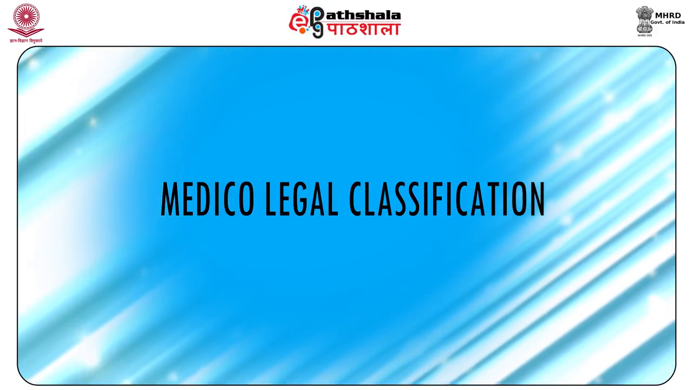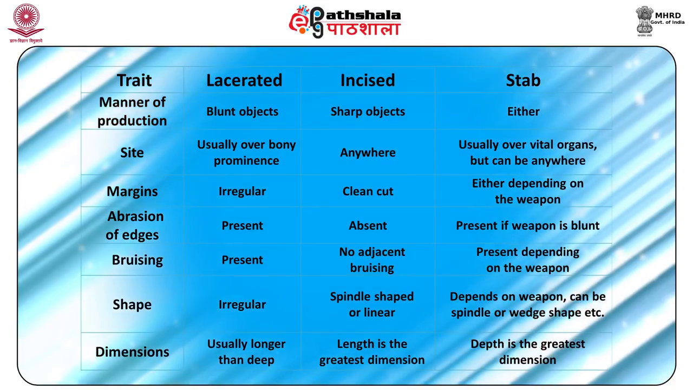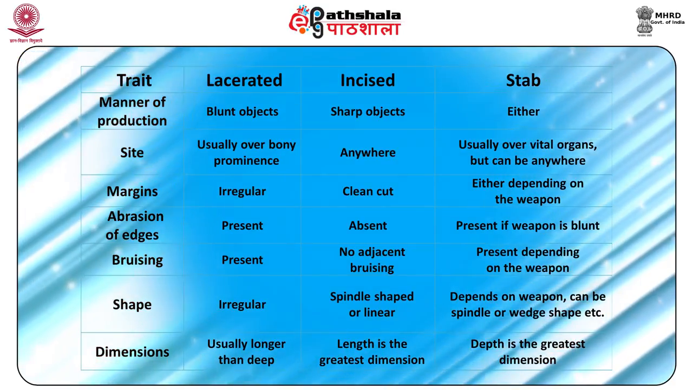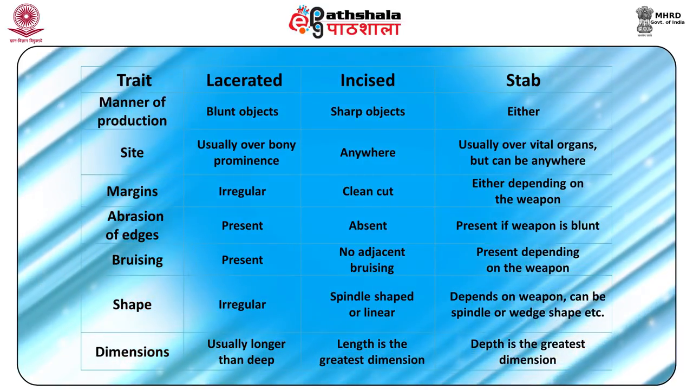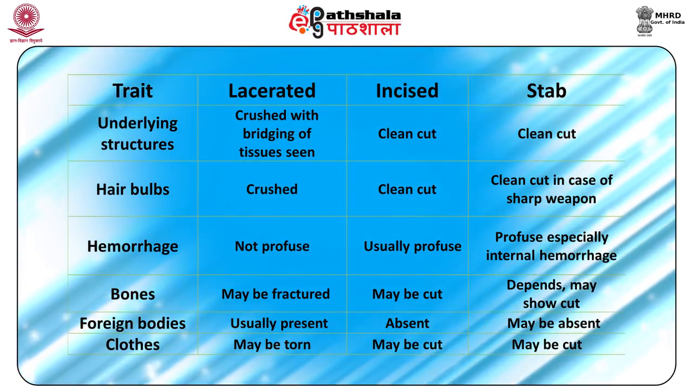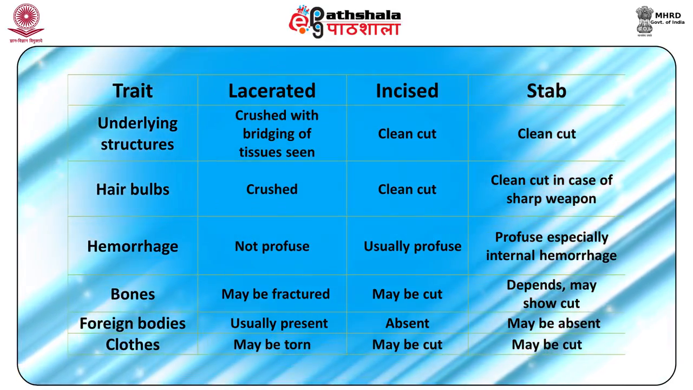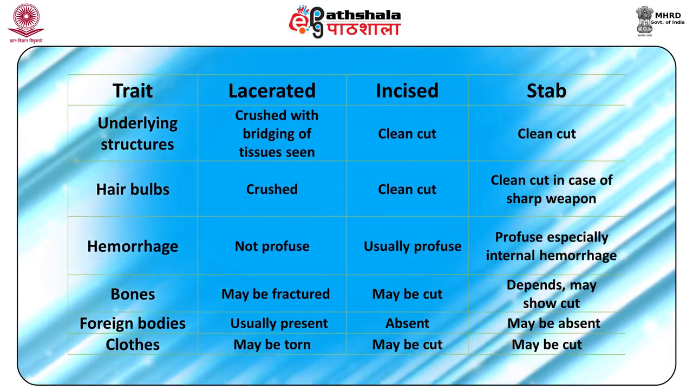The third classification is the medico-legal classification. Again, this question arises in a court of law when we have to comment upon what type of injury it can be. Again, there can be various possibilities, like it can be suicidal, homicidal, accidental, fabricated, as well as defense wounds. So this table depicts basically a difference between lacerated wound, incised wound, and stab wound, which ultimately, by examining all those, the idea is that we can comment upon the manner of injury, whether it is accidental, suicidal, or homicidal.